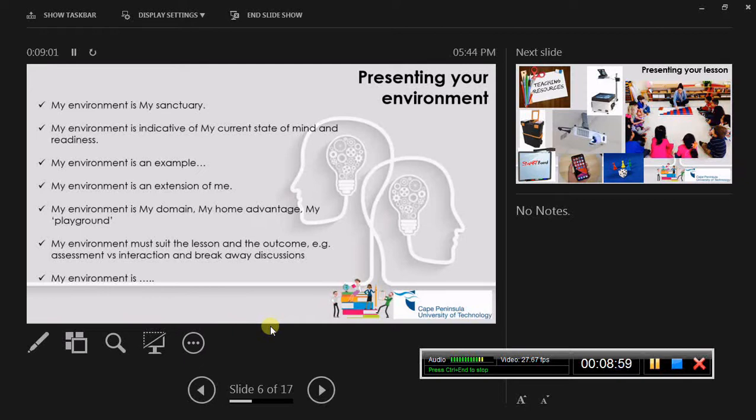Your environment must suit the lesson and the outcome. So for example, your environment, the way the desks are set up, would be very different for an assessment as opposed to an interactive breakaway discussion session where kids need to move around and interact with each other. So you need to create your environment accordingly. And then you can think of further reflective thoughts in terms of what your environment is and what the representation of it is and how you present it.